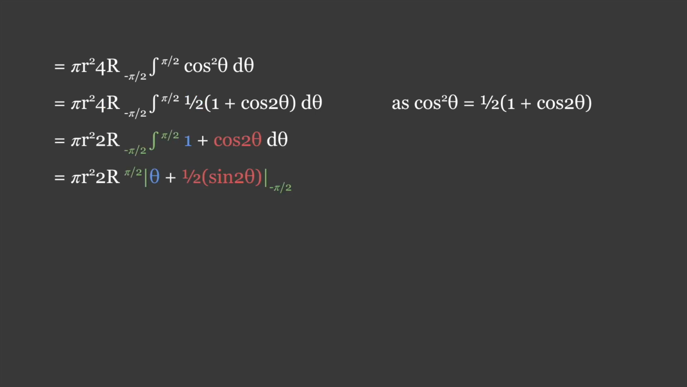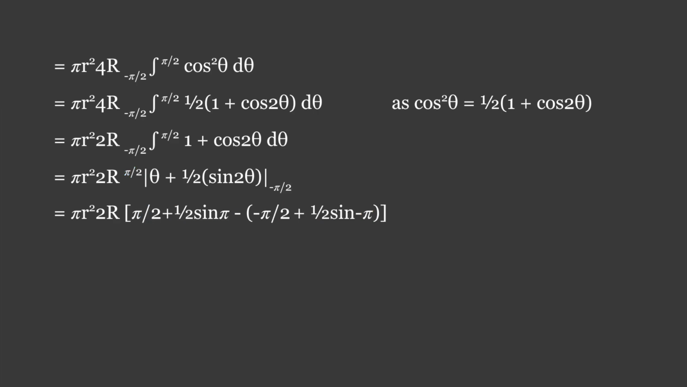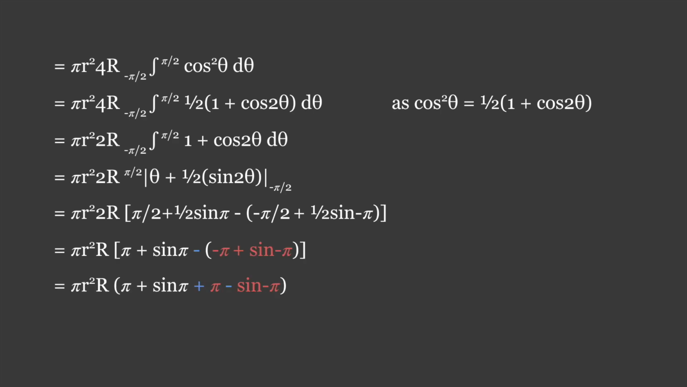Finally, we can integrate into theta plus half sine 2 theta, and substitute our limits, resulting in pi on 2 plus half sine pi minus negative pi on 2 plus half sine negative pi. Notice each term has a factor of a half, meaning we can remove half against the 2, resulting in 1, which is then redundant. By application of the negative, we can simplify even further. Collecting like terms and finding the exact value of these trigonometric constants results in 2 pi, which rearranges to our final form, pi r squared times 2 pi r, the volume of a torus.